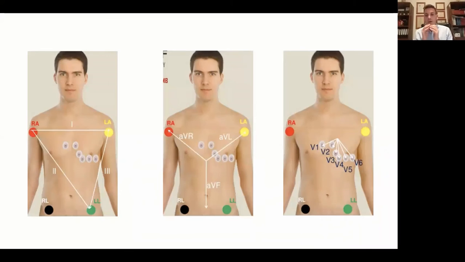Now, I spoke a lot about theory, but this is how it actually looks in practice. You can see here leads 1, 2, and 3 and how they work, how the augmented leads work. We said that those are bipolar, those are unipolar, and you have V1 to V6 using the central terminal of Wilson. So as you see, the central point differs in each and every case. It's not the same.